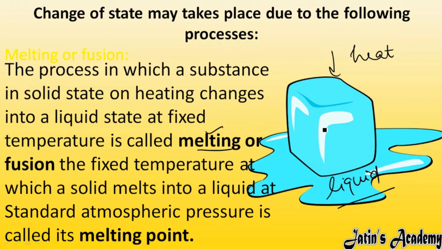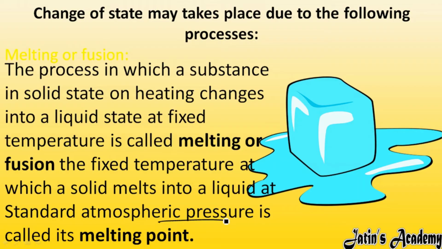And it happens at a fixed temperature. Not at all temperatures will the ice melt, but at a fixed temperature this ice or solid is going to melt into a liquid under atmospheric pressure. Means whatever atmospheric pressure is there in the surroundings should stay the same, and we just change the temperature. So the fixed or particular temperature at which a solid converts into a liquid is known as the melting point.